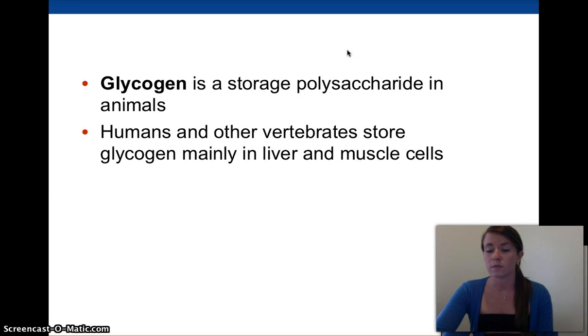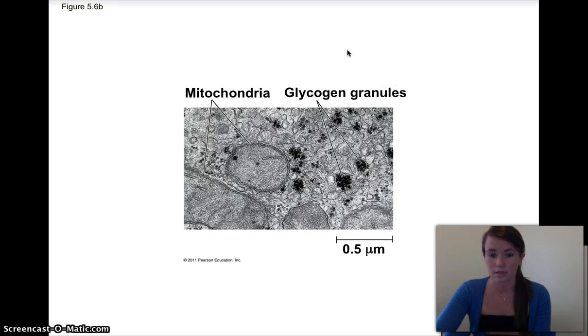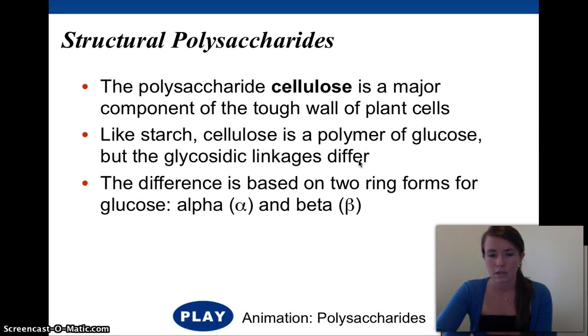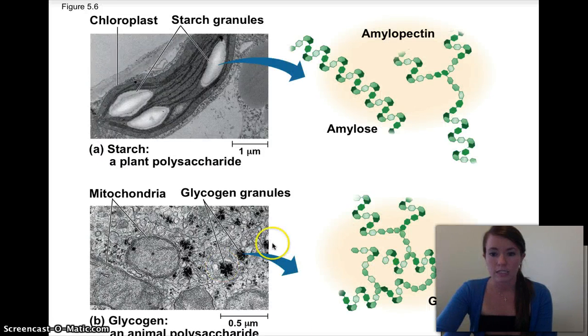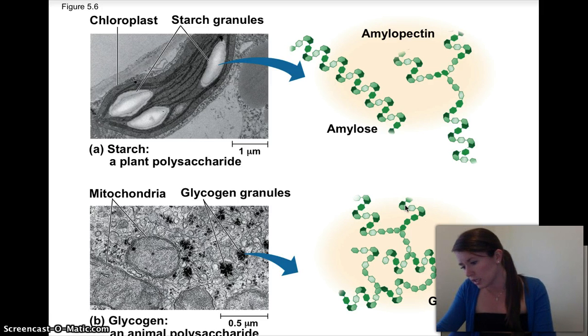Then animals use what's called glycogen, so it's different than starch. We store our extra glucose as glycogen, and we store it mainly in the liver and in the muscle cells. Here we can see this is mitochondria, and we can see some glycogen granules over there. Glycogen looks very different than amylose or amylopectin. It's very, very branched, so different than the amylose or the amylopectin found in starch in plants.